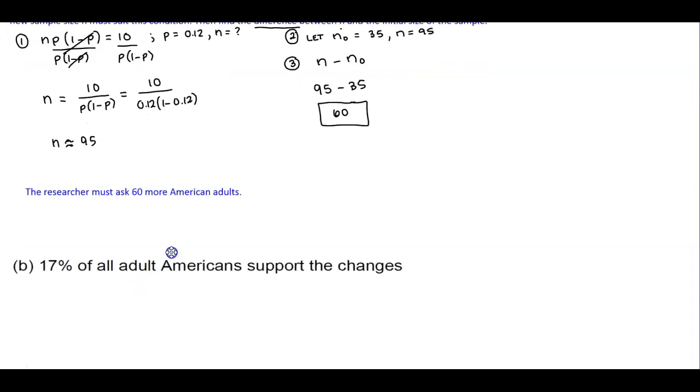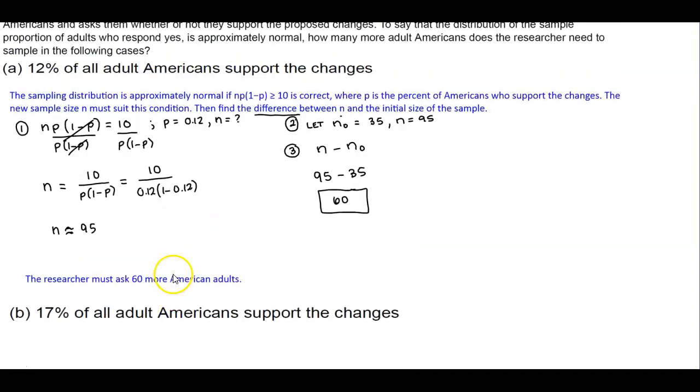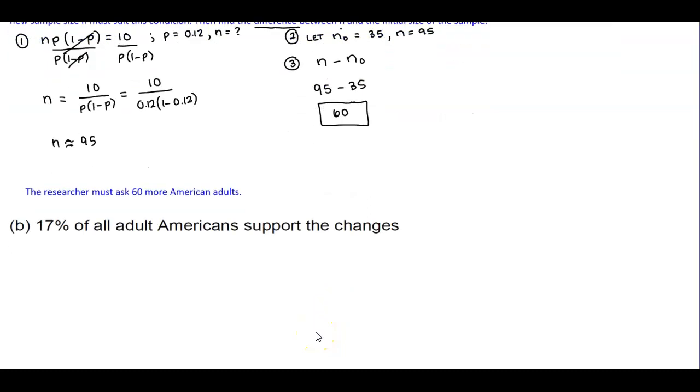Okay, now let's take a look at Part B. It's saying that we have 70% of all adult Americans support the changes. So again, we have the formula n times p times 1 minus p, and that's going to equal 10, where here we can see that p is 0.17 and we're looking for the value of n.